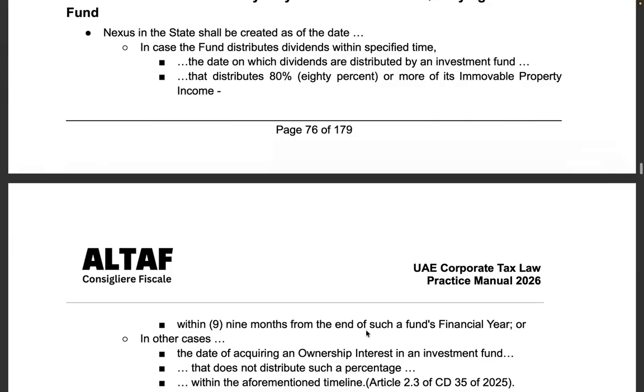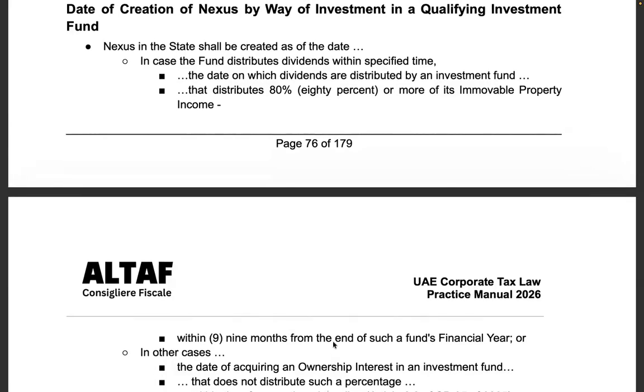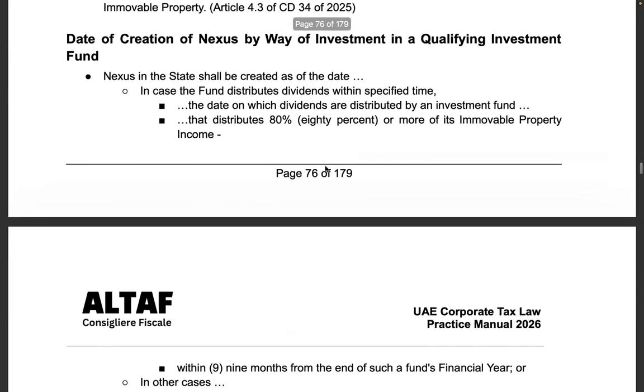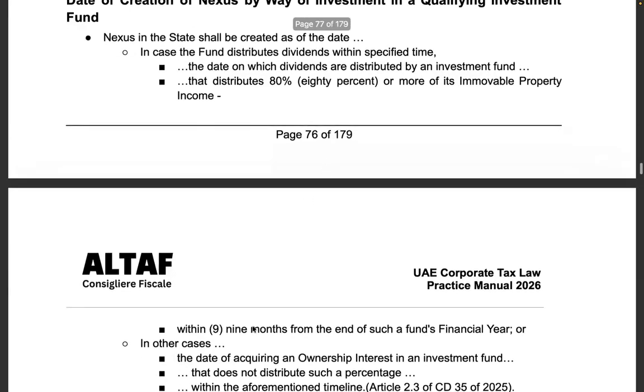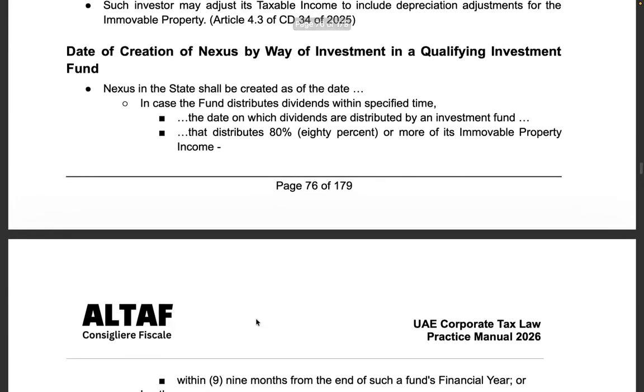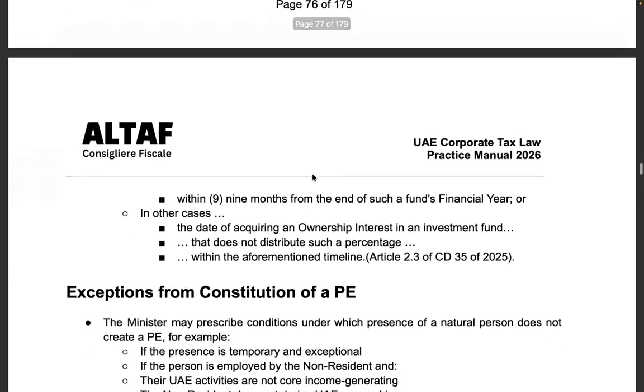Within 9 months from the end of such a fund's financial year. Now, this 9-month duration, if you really think about it, is aligned with the tax return filing deadline. So, if the fund distributes 80% or more of the immovable property related income within 9 months, then the date of the dividend distribution will be the date that the nexus will be seen as formed. Nexus will be considered.